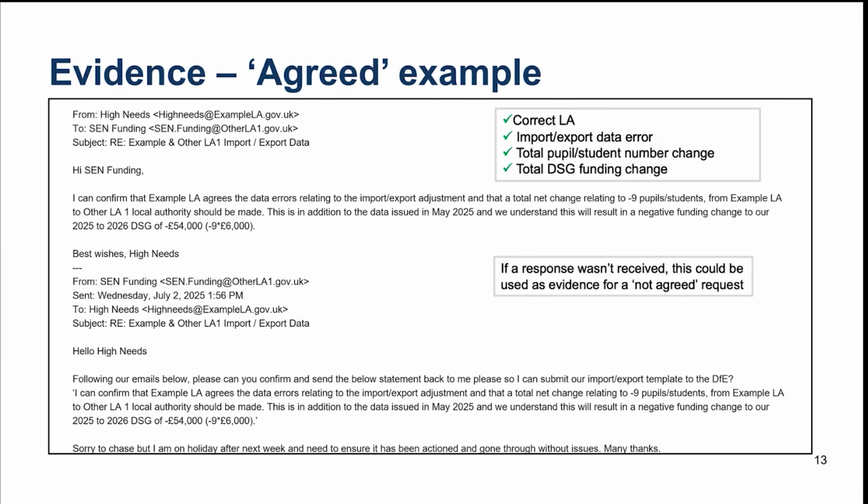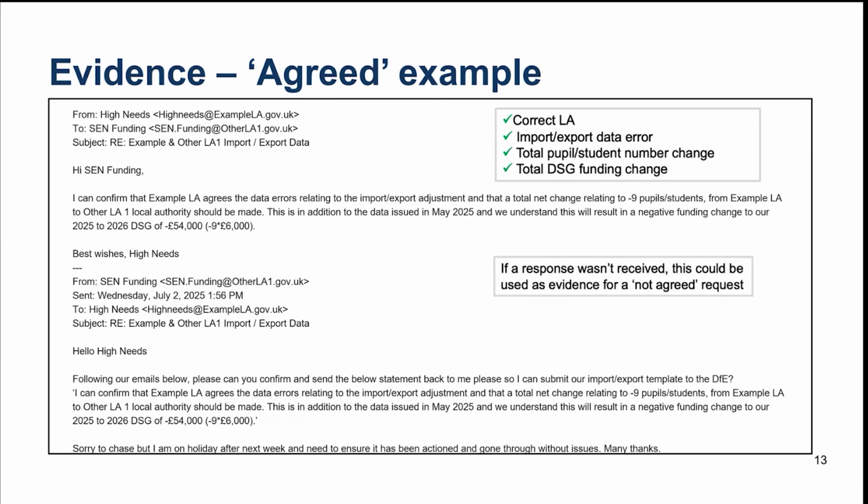So the first one, here's some good example evidence for an agreed change request. It's actually been based on evidence provided by a local authority last year, but it's obviously been anonymised. So if you do recognise it, a big thank you and well done. As you can see, it's only brief, but in those 2 sentences, it clearly confirms an agreement to the import-export data error and a change of -9 students to the published data, resulting in a total funding change of -54,000 to their DSG.